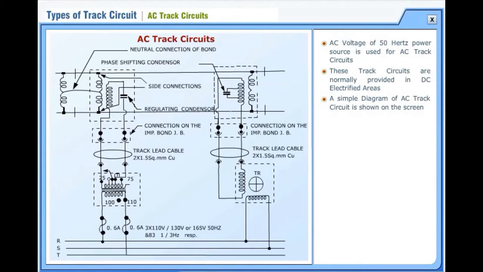AC track circuits. AC voltage of 50 Hz power source is used for AC track circuit. These track circuits are normally provided in DC electrified areas. A simple diagram of AC track circuit is shown on the screen.